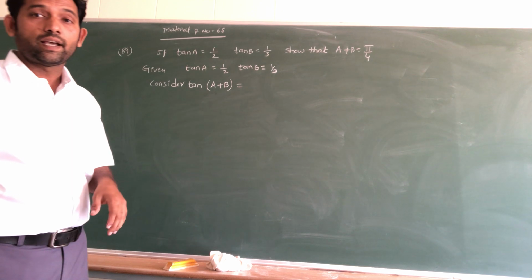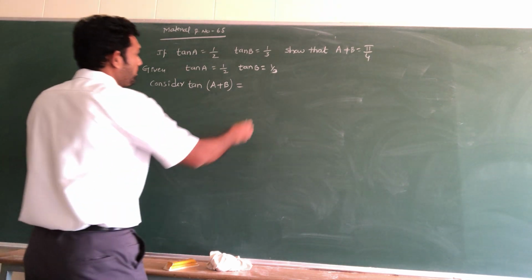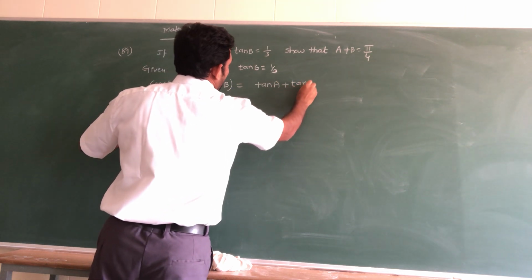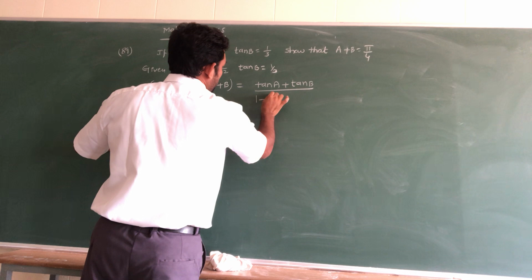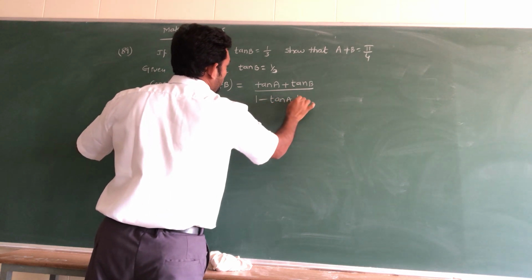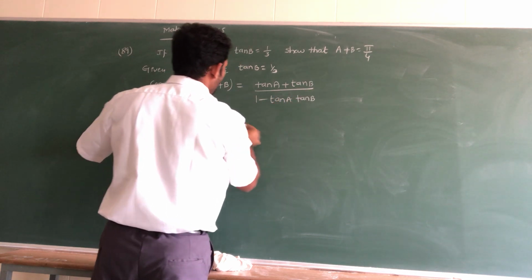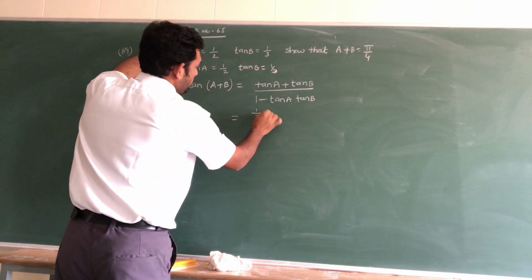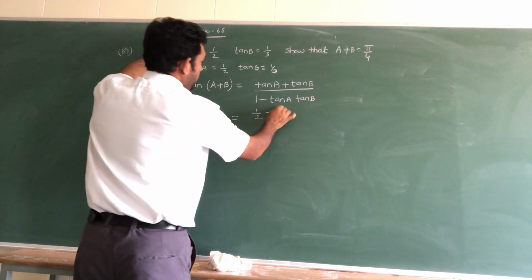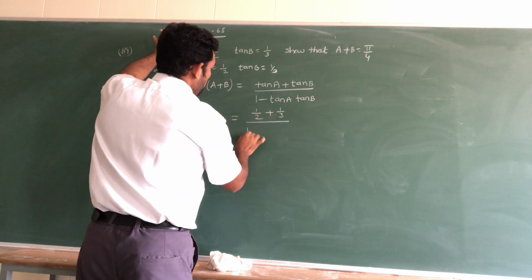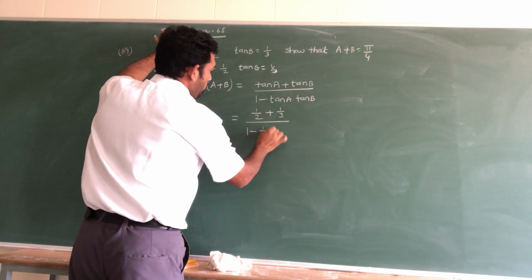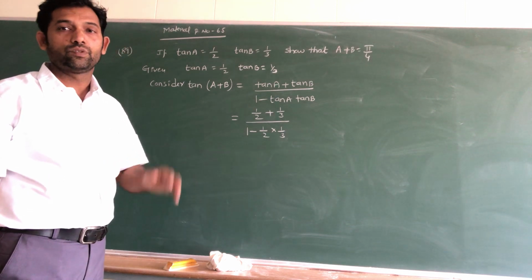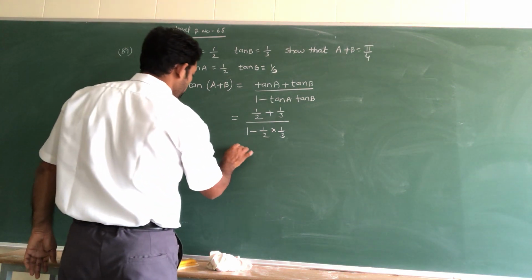So now write the tan A plus B formula: tan A plus tan B divided by 1 minus tan A into tan B. Tan A value is 1 by 2 plus tan B value 1 by 3, whole divided by 1 minus 1 by 2 into 1 by 3. So we substitute the tan A and tan B values.